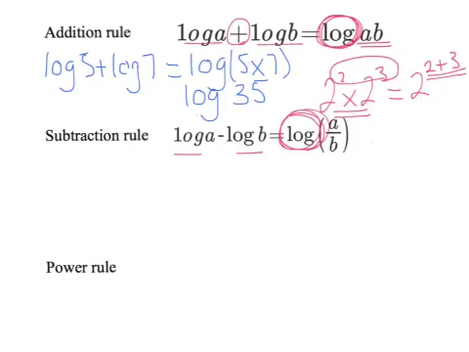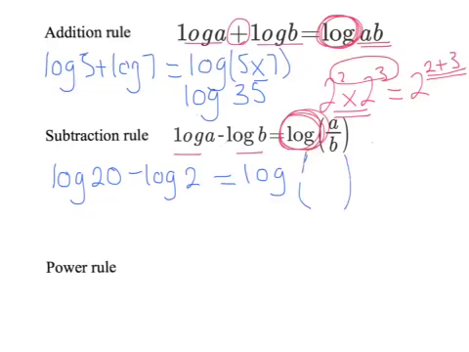And for instance, let's just run one through. If we had the log of 20 minus the log of 2, that would be the same as a single log. Notice we don't write the word log twice, it's just a single log of 20 over 2, which is the same as log 10.